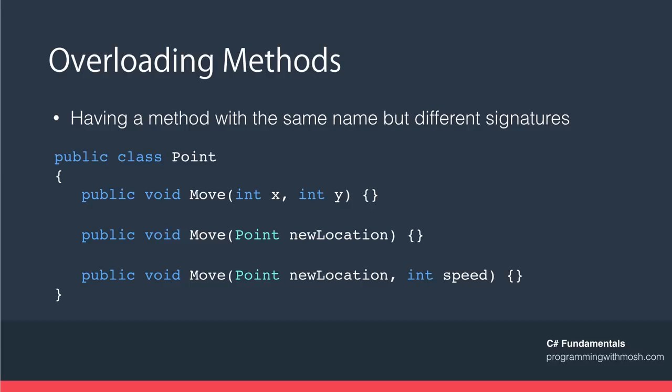Maybe sometimes we have two integers and it's more handy to call the first method here. At other times, we might have a Point object and it would be easier to use the second overload. And also here we have a third overload that takes a Point and a speed, which can create some kind of animation while moving the point from one location to another. You don't always have to overload your methods, but if there are cases where you see you can improve your code and make it easier for the consumer of your methods, overloading is a technique in your toolbox.